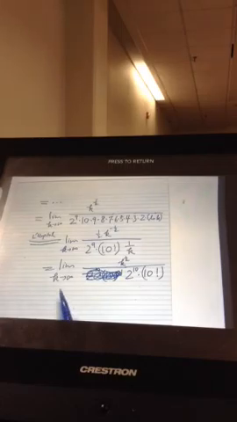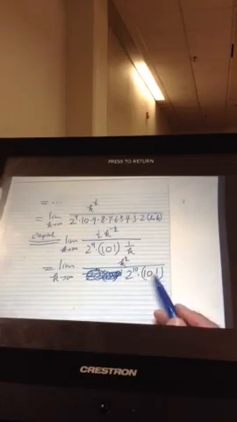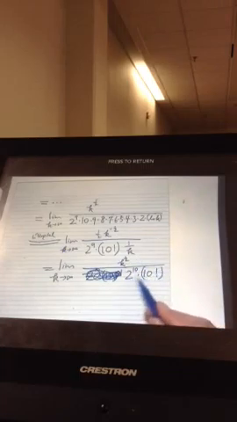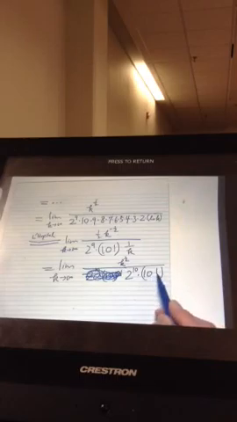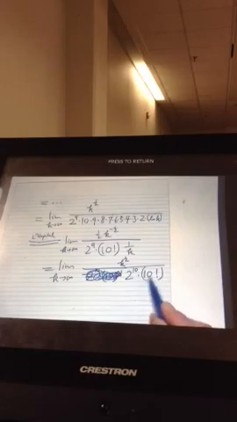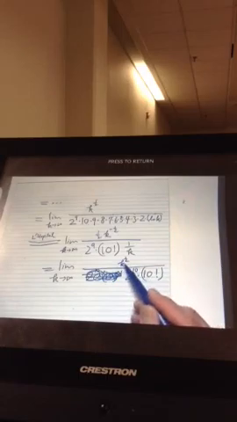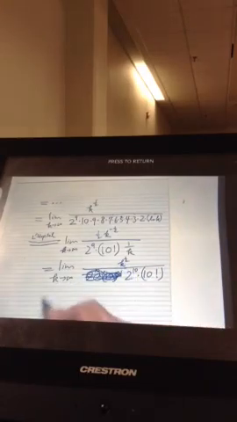Alright, now when k goes to infinity, what happens to this? Well, this 2 to the 10 times 10 factorial is a very large number, but no matter how large, it is a fixed number. 10 factorial is a fixed number, 2 to the 10 is also a fixed number, but k will go to infinity. So this goes to infinity.